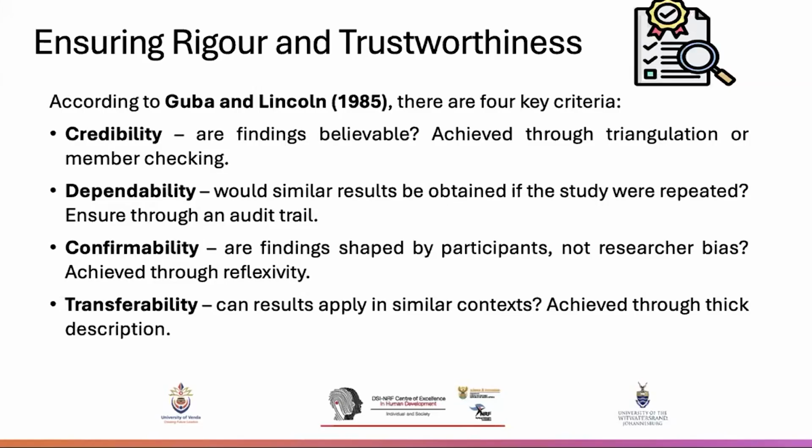According to Guba and Lincoln, they give us four key criteria that would see that our data analysis is both rigorous and trustworthy. The first criterion is credibility. The question you need to ask yourself is, are your findings believable? Are your findings capturing the true meaning of the participants' experiences, or what was actually occurring when you interviewed these participants? This could be achieved through triangulation or member checking.